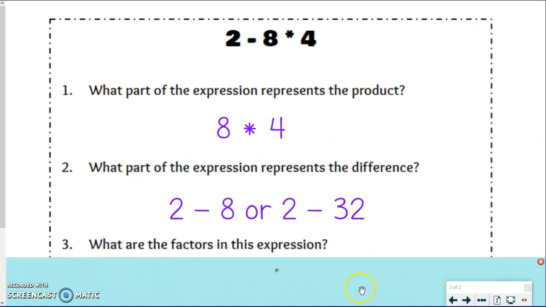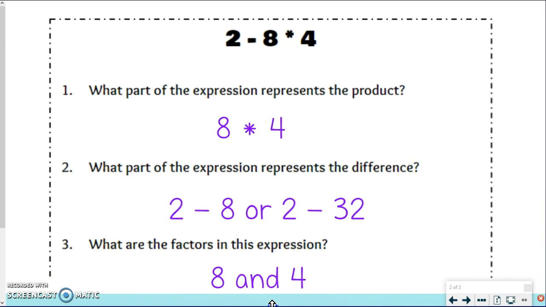So now when I'm thinking about that with this expression, 8 and 4 are the factors because those are the numbers being multiplied. 8 and 4. So I wouldn't write it as 8 times 4 the way I did up here because that was representing the product. I want to know the individual factors, so 8 and 4.